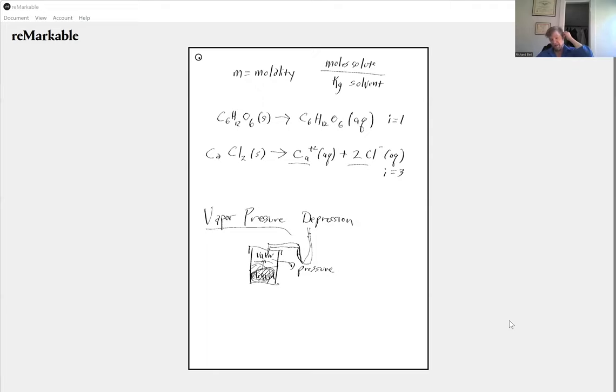Now, here is something that's going to blow your mind. When do liquids boil? Most people will tell you that liquids boil when the temperature reaches the boiling point, which is kind of correct, but ultimately not quite accurate.